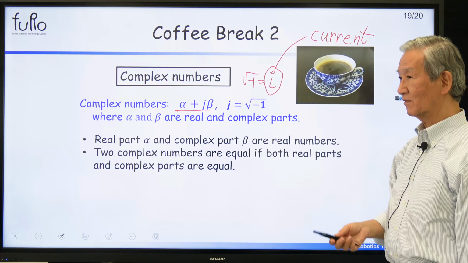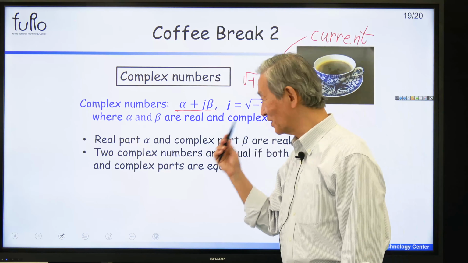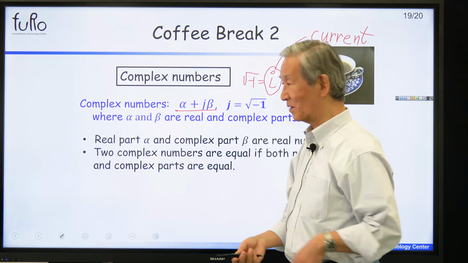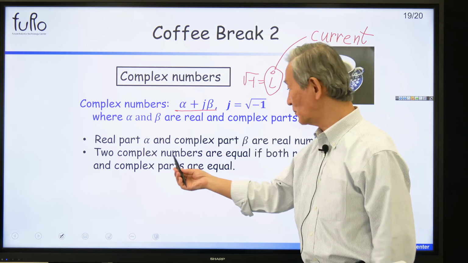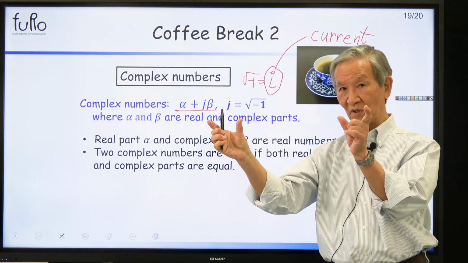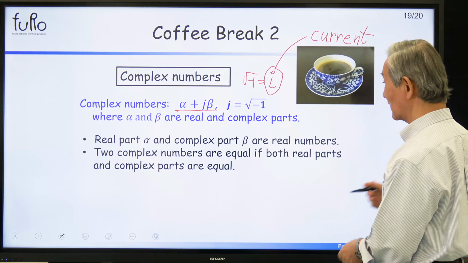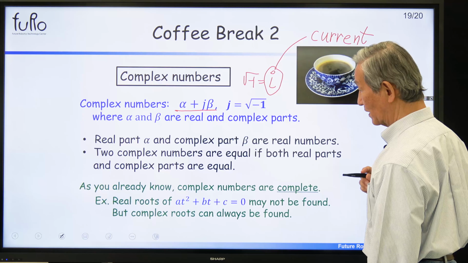Well, what's so special about that? Well, nothing special, but those are real numbers. If they are complex numbers, it messes up everything, right? And because of that, two complex numbers are equal if the real parts are equal to each other and the complex parts are equal to each other. I'm going to use this one here in proving the next thing.